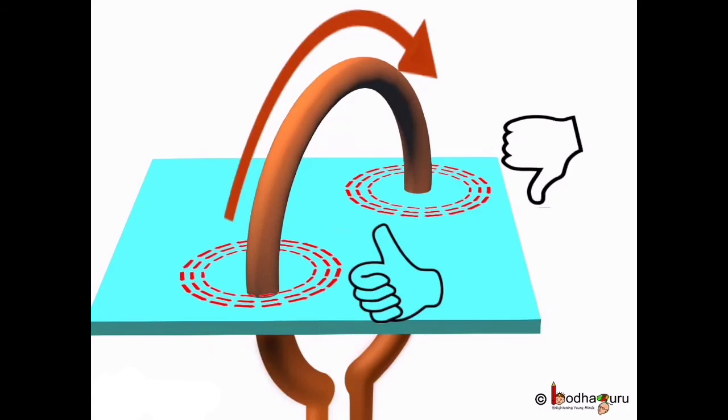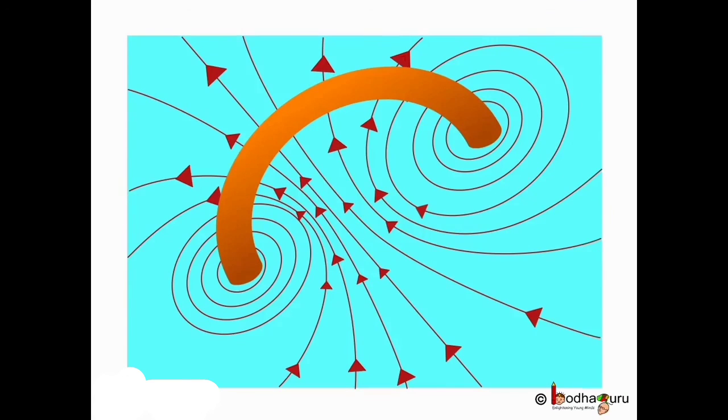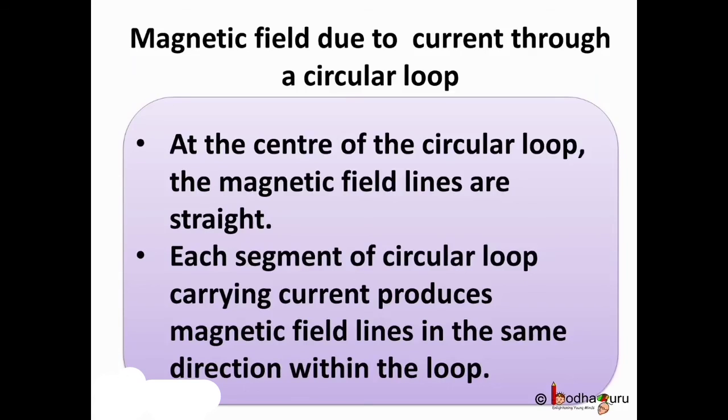What do you see? If the direction of current is reversed, then obviously the direction of magnetic lines of force also gets reversed. Look, now inside the loop, all the magnetic lines of force are from bottom to top of the cardboard. So remember, due to current through a circular loop, magnetic field is produced, and at the center of the circular loop, the magnetic field lines are straight.